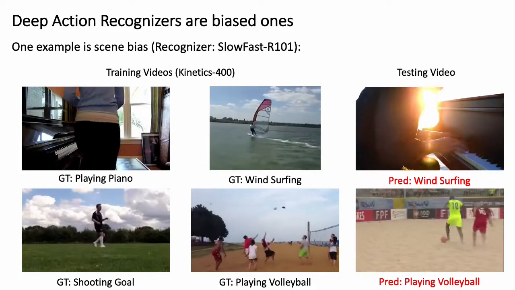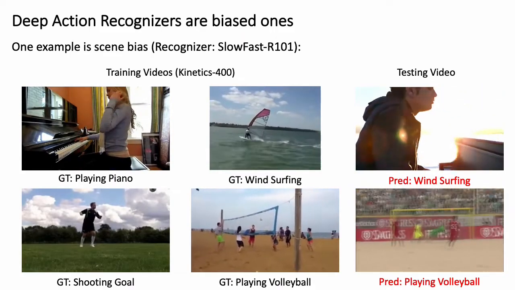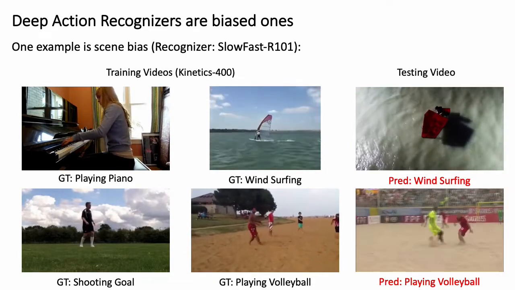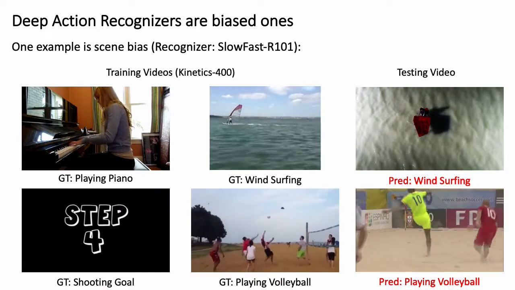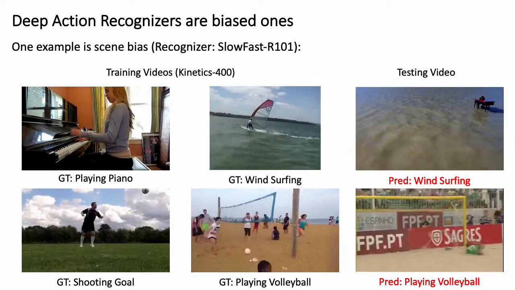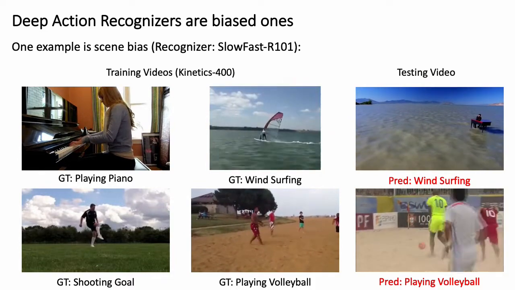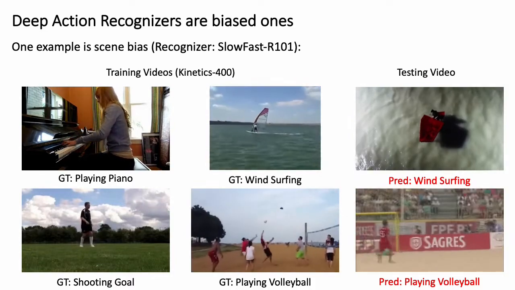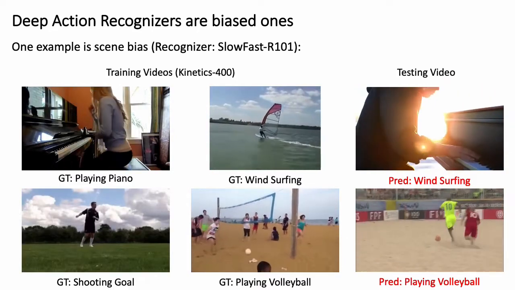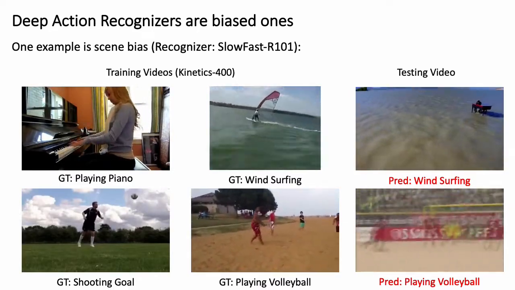We always find deep action recognizers highly biased towards static clues. They have a strong tendency to recognize actions based on the scene or objects. That behavior is unwanted and restricts the generalization capability. For example, SlowFast trained on Kinetics tends to recognize actions based on scenes and makes mistakes on playing piano or shooting goal with novel scenes.